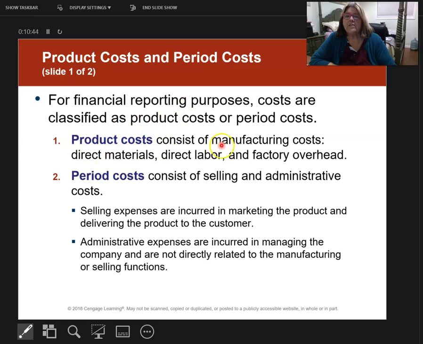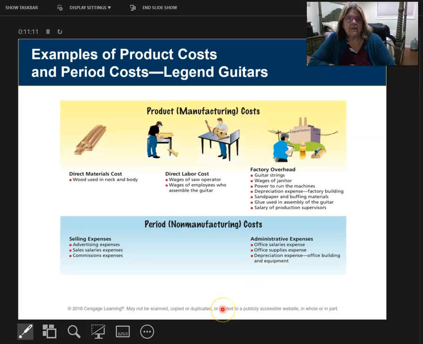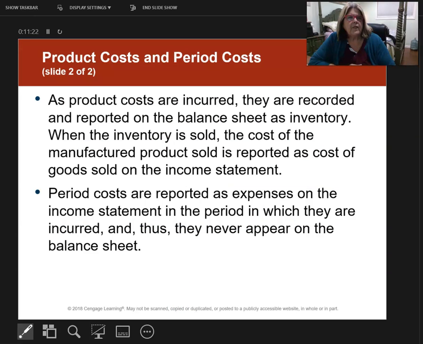Product costs are always only my manufacturing, which is my DM, my DL, and my factory overhead. Period costs, think of them as my selling and admin. If you took financial accounting, you remember G&A, general and admin costs. Selling expenses are anything incurred with marketing and selling my product. Admin is everything else except the manufacturing of the product. And here's a little chart to help you understand this. These are product costs, these are period costs.